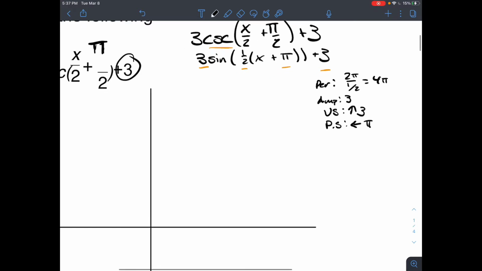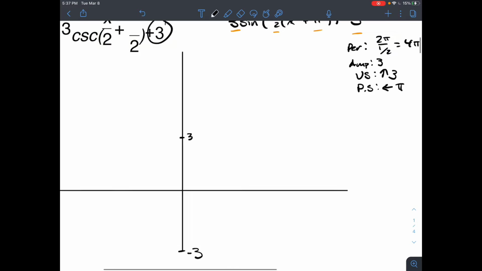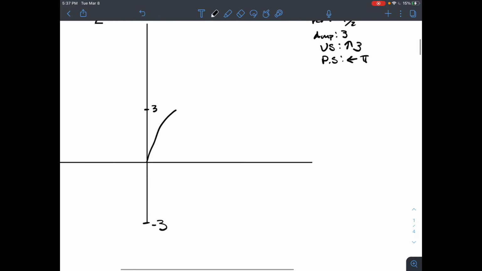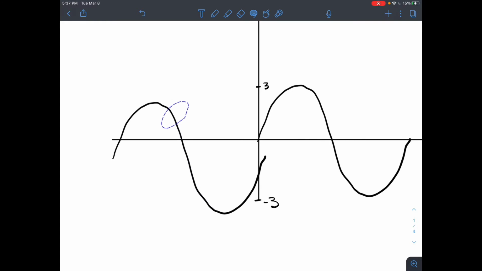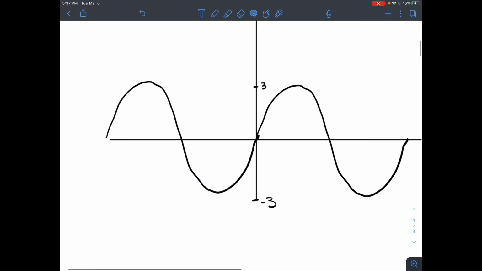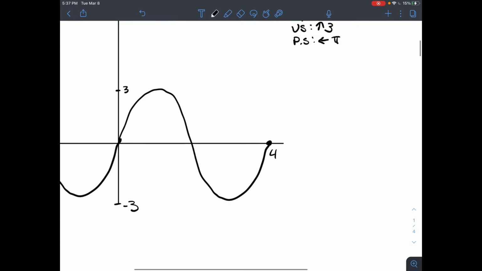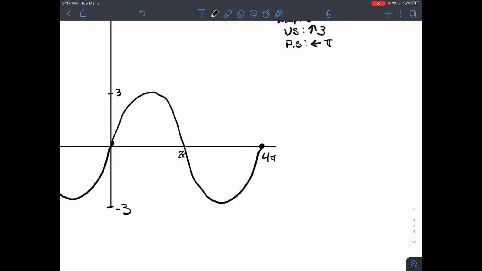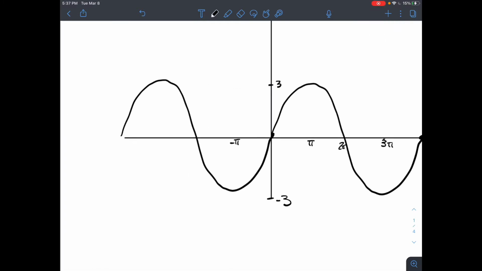Great. So let's start by graphing. This is going to be -3, we'll call this +3. We're going sine, so we're going to go up, down, back up. I'm going to cheat, copy, and paste. Look at that. Look at me go. The end point of our period is going to be 4 pi. So 2 pi, 3 pi, pi, negative pi, negative 2 pi, negative 4 pi, and negative 3 pi.